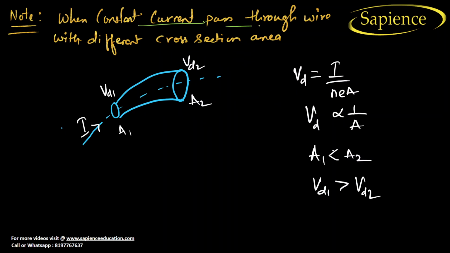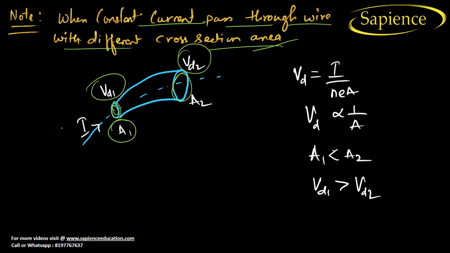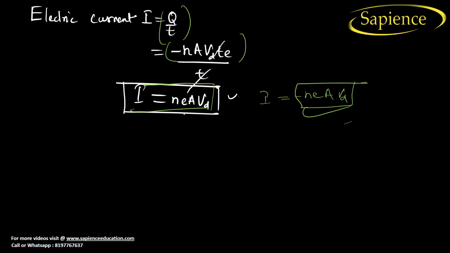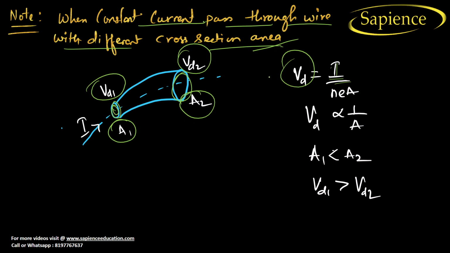Now, when a constant current passes through a wire with a different cross-section, but the current is constant, what happens? Let us consider here drift velocity Vd1 and area A1, and here drift velocity Vd2 and area A2. What will happen? We have already derived I equal to NeAVd. So Vd will be equal to I by NeA. So put here I by NeA. So, what will happen?